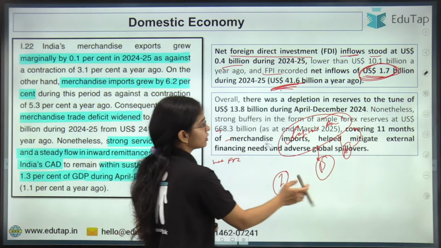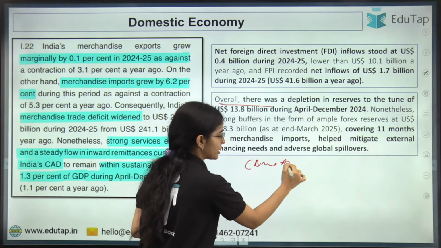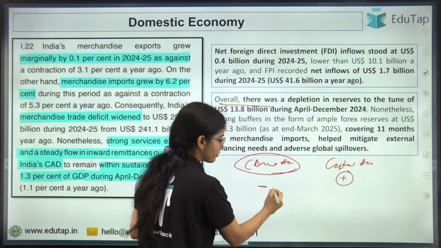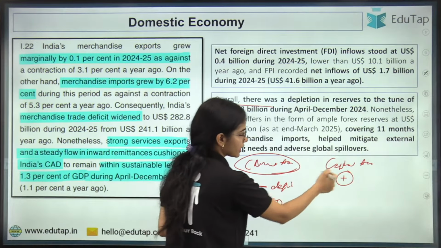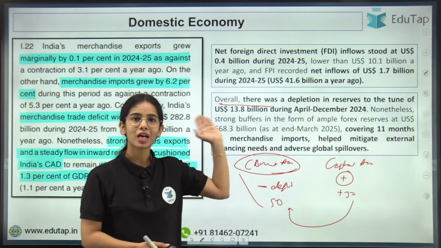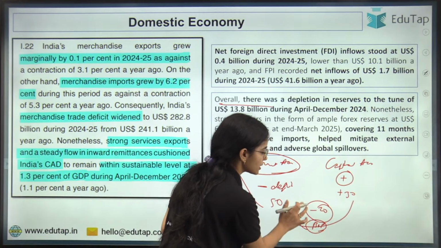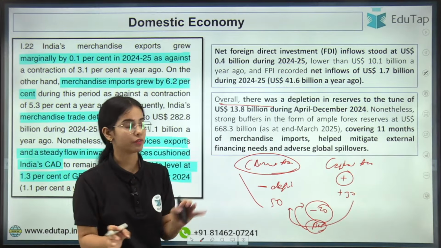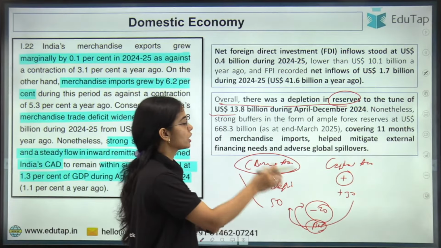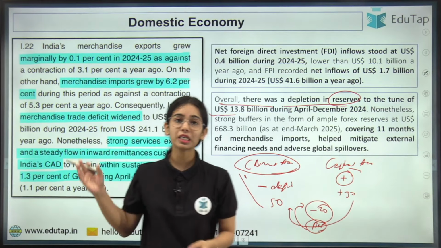So now you can understand that overall there was a depletion. The current account was in deficit, and the capital account was in surplus. So current account was in deficit of 50 rupees, but the capital account was in surplus of 30 rupees. So the balance of payment will be in deficit because the deficit is larger. So the RBI had to release the foreign exchange reserves to cover this deficit in the balance of payment situation. So overall, there was a depletion in the foreign exchange reserves to the tune of $13.8 billion during April to December 2024. This was because the capital account was in surplus, but it was not able to cover the deficit of the current account, and this deficit is mainly being created by the merchandise trade.